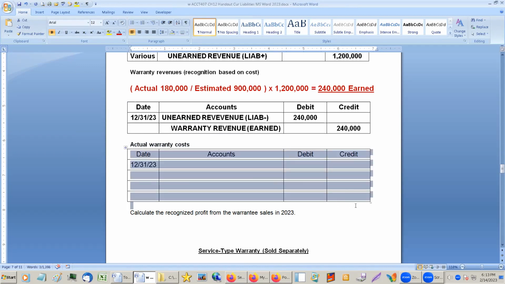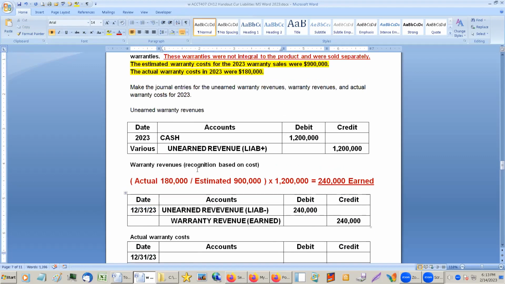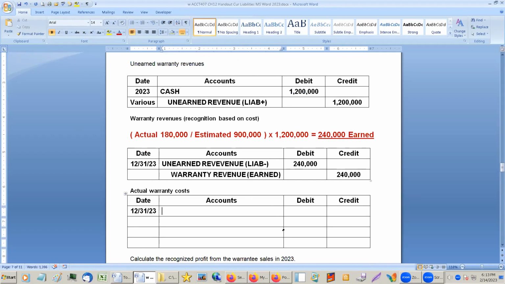And the actual warranty costs were $80,000. So warranty expense 80,000. And this could be cash, parts, labor.